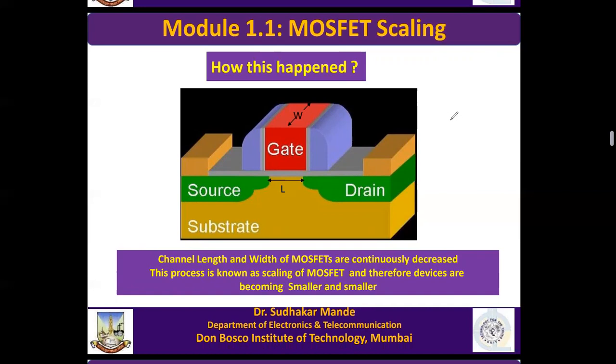So earlier my area was 1 micrometer multiplied by 1 micrometer, that is 1 micrometer square. Now I am scaling my length to 0.7 micrometer and width also to 0.7 micrometer. Therefore my area becomes 0.49 micrometer square. Earlier the area was 1 micrometer square; now this area is reduced by half. So earlier, if there was 1 transistor, now I can put 2 transistors, two times, because the area is less.